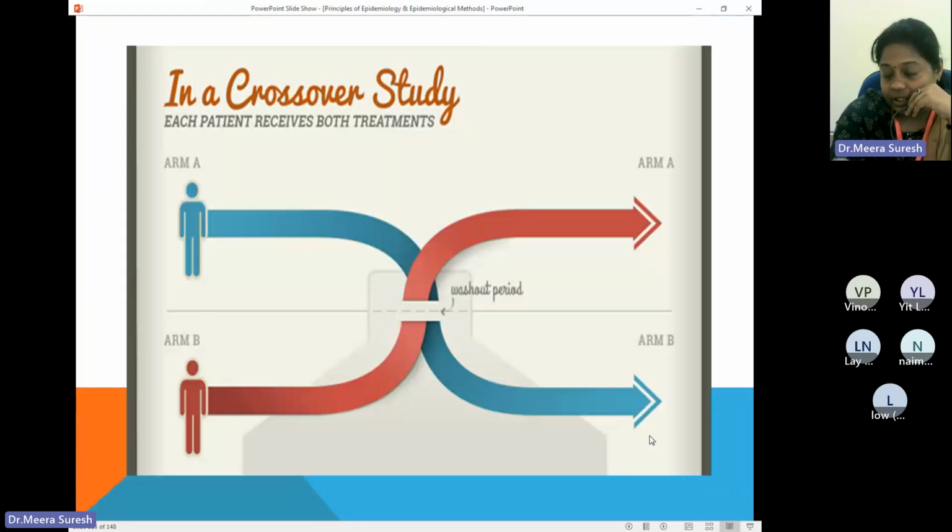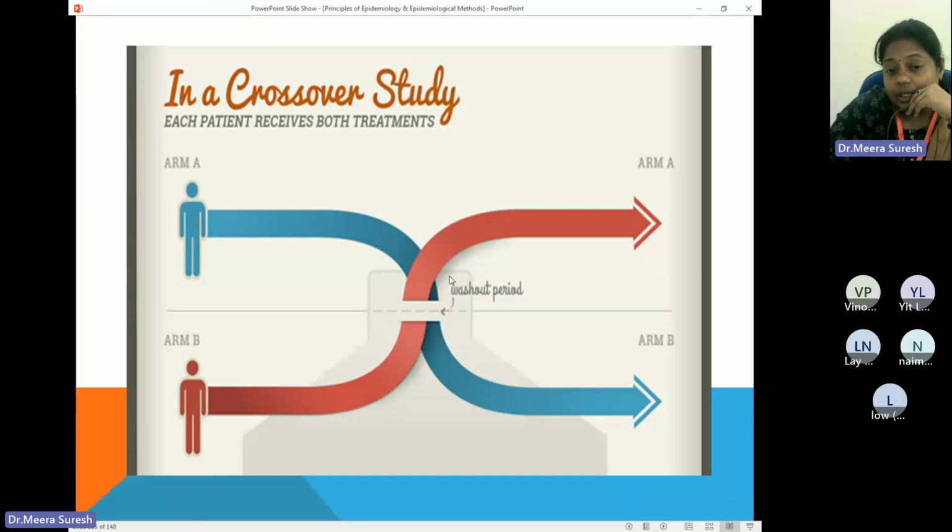Then we have the crossover study. In a crossover study, here also you have two groups. In RCT we use another term, arm A and arm B. The term group is usually used in cohort studies. The term used in the case of RCTs is arm, intervention arm or control arm. So there is a first group, arm A, who are, suppose, getting medicine, and arm B, who are not getting any medicine.